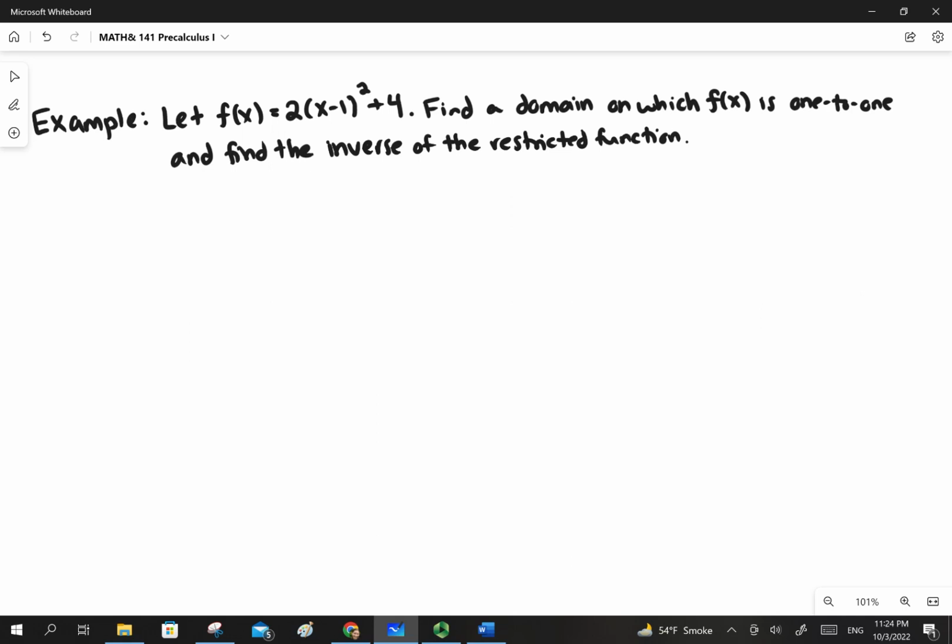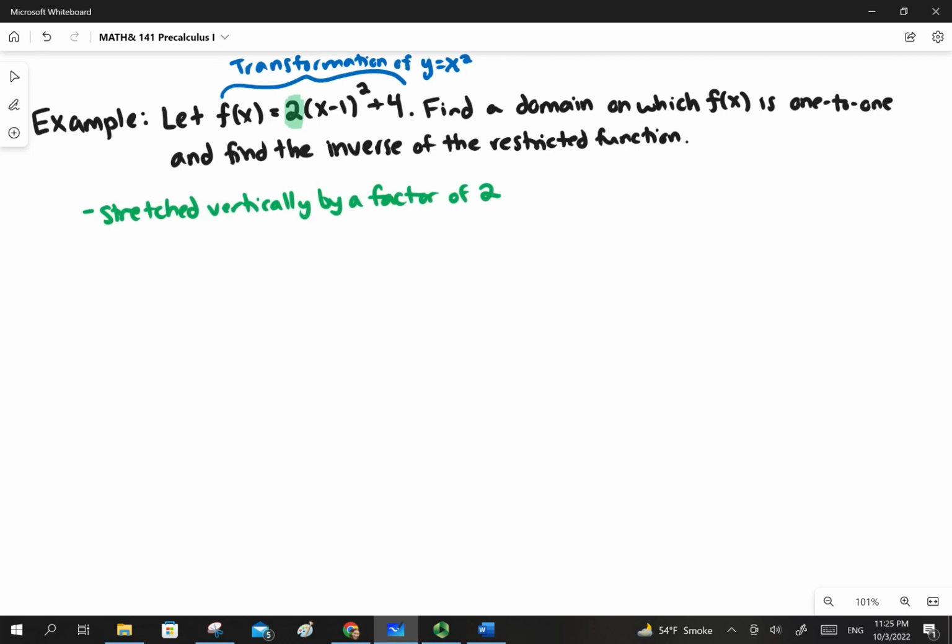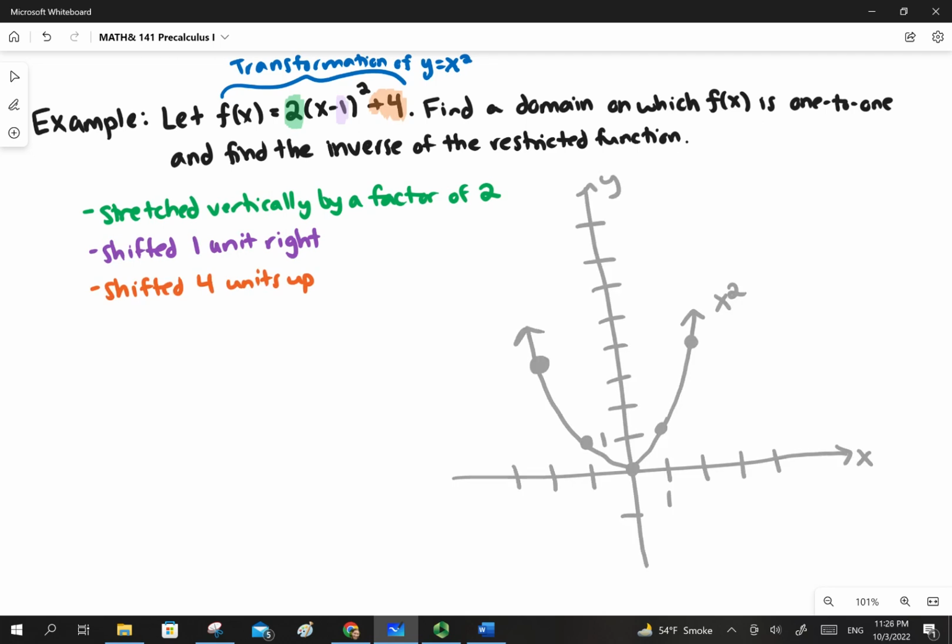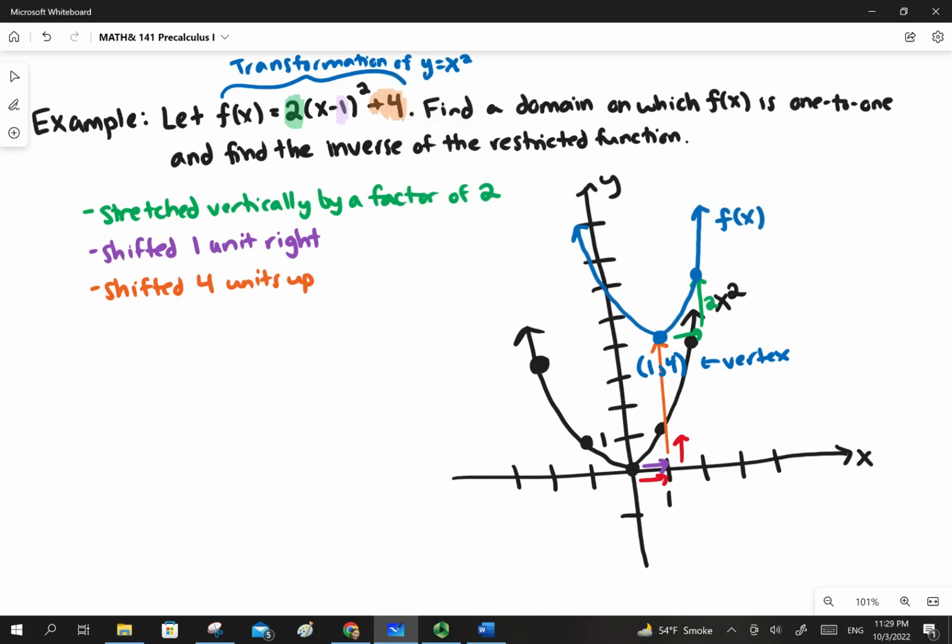Once you've done enough of these, you can probably start to see the restricted domain without having to draw a graph. But I don't want to pass up an opportunity to practice graphing a transformation of a function. f(x) is a transformation of x². Specifically, it has been stretched vertically by a factor of 2, shifted 1 unit to the right, and shifted 4 units up. This puts the vertex at (1, 4), and since the graph would normally go over 1, up 1 from the vertex, now we go over 1, up 2. To make this graph one-to-one, we need to get rid of half of the parabola.